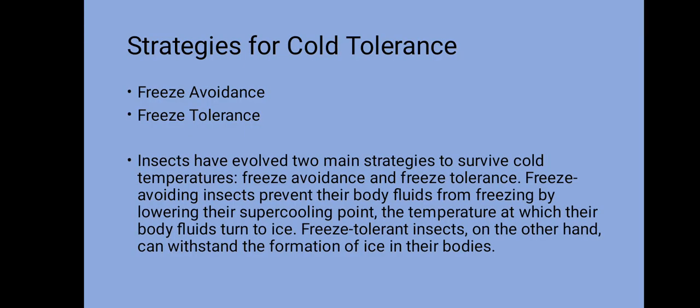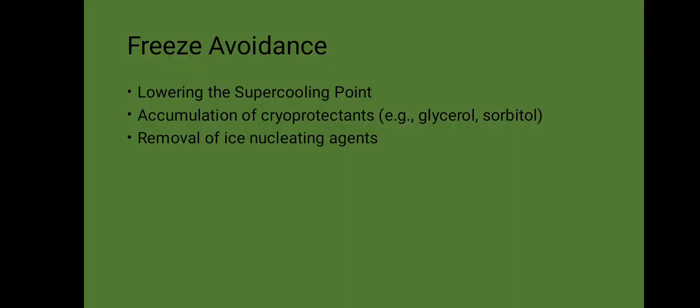The strategies for cold tolerance include freeze avoidance and freeze tolerance. Insects have evolved two main strategies to survive cold temperatures: freeze avoidance and freeze tolerance. Freeze avoiding insects prevent their body fluids from freezing by lowering their supercooling point, the temperature at which their body fluids turn to ice. Freeze tolerant insects, on the other hand, can withstand the formation of ice in their bodies.